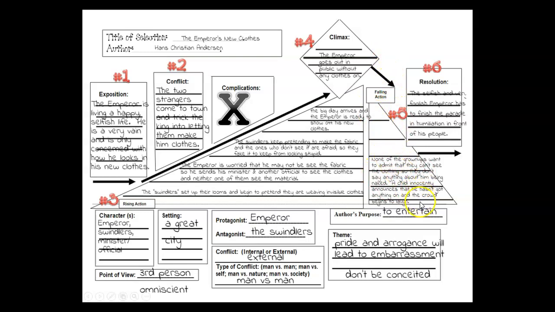Then we have the falling action. The falling action is usually only a few paragraphs. It's very short. It's towards the end of the story. Most of the time, your climax is towards the end of the story. Then you have a little bit of a falling action. That's where the events start tapering off. And the resolution is simply the last paragraph, maybe the last two sentences of the story. How does the story end? How are the loose ends tied up? And this is your plot diagram.